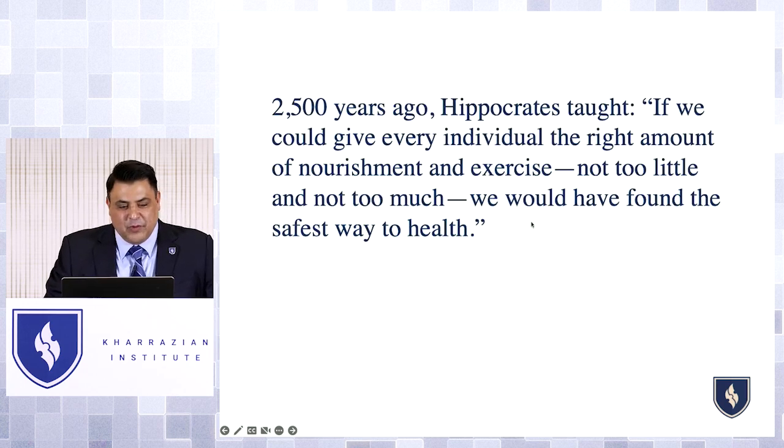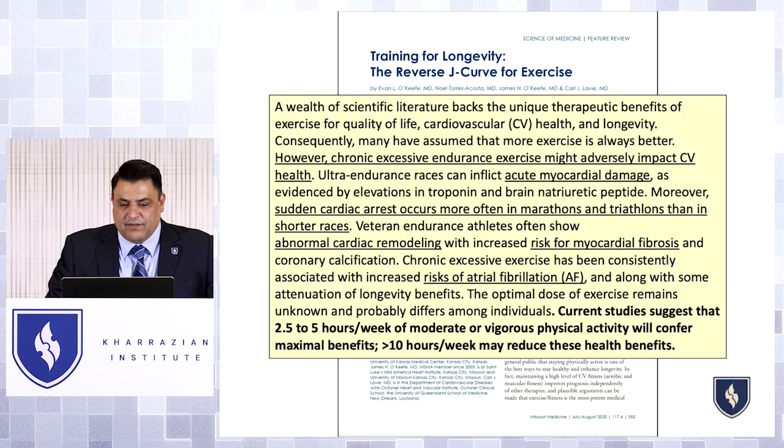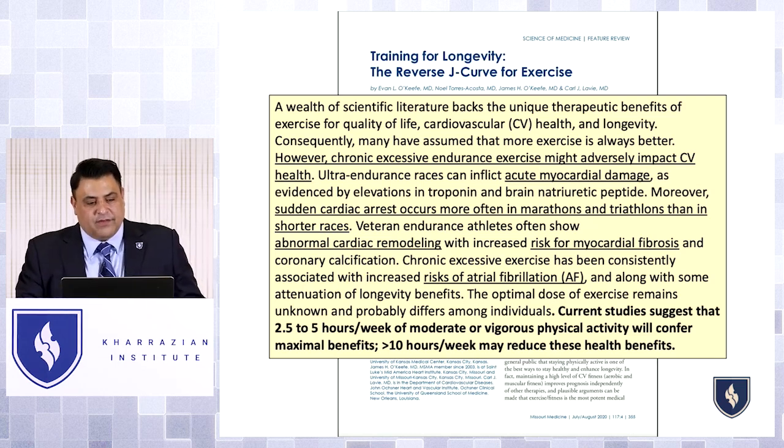And you look at a quote from Hippocrates 2,500 years ago, and it said, if we could give every individual the right amount of nourishment and exercise, not too little, not too much, we would have found the safest way to health. And when you look at exercise, there's this concept where you can exceed health and function, and this is known as the reverse J curve of exercise. This is especially with long distance runners, marathoners, triathletes, who get excessive training. They actually have some problems that show up, and they can impact their longevity.